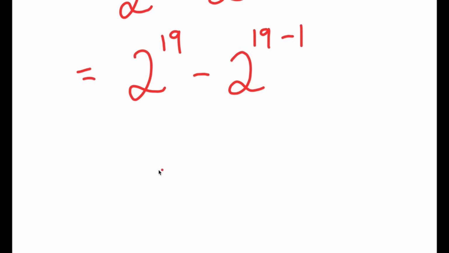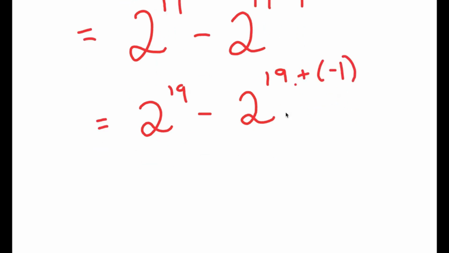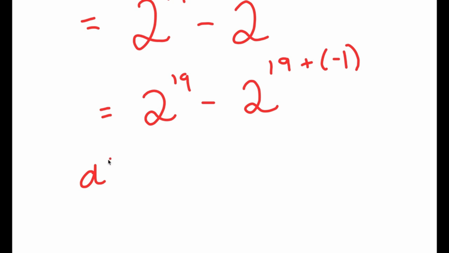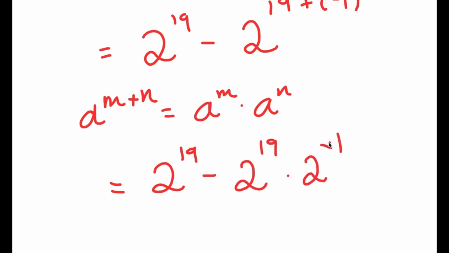Now, the way I'm going to solve this is I'm going to rewrite 19 minus 1 as 19 plus negative 1. Now, I can still use that property that states that if I have something in the form a to the power of m plus n, this is equal to a to the power of m times a to the power of n. So 2 to the power of 19 plus negative 1, that's going to equal 2 to the power of 19 times 2 to the power of negative 1. So I can still do it.